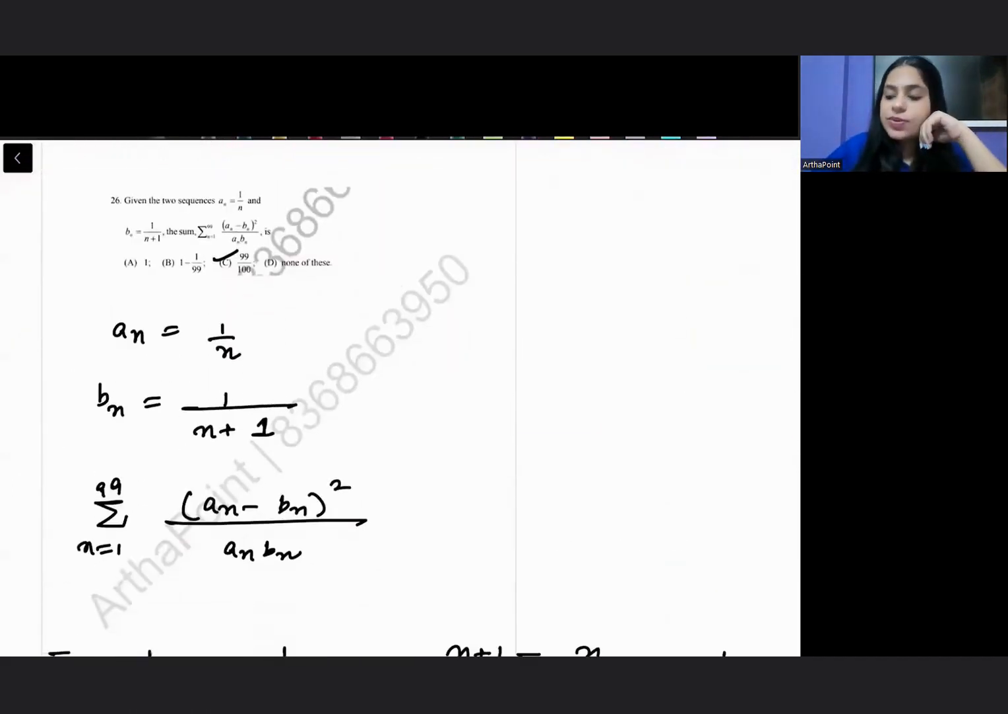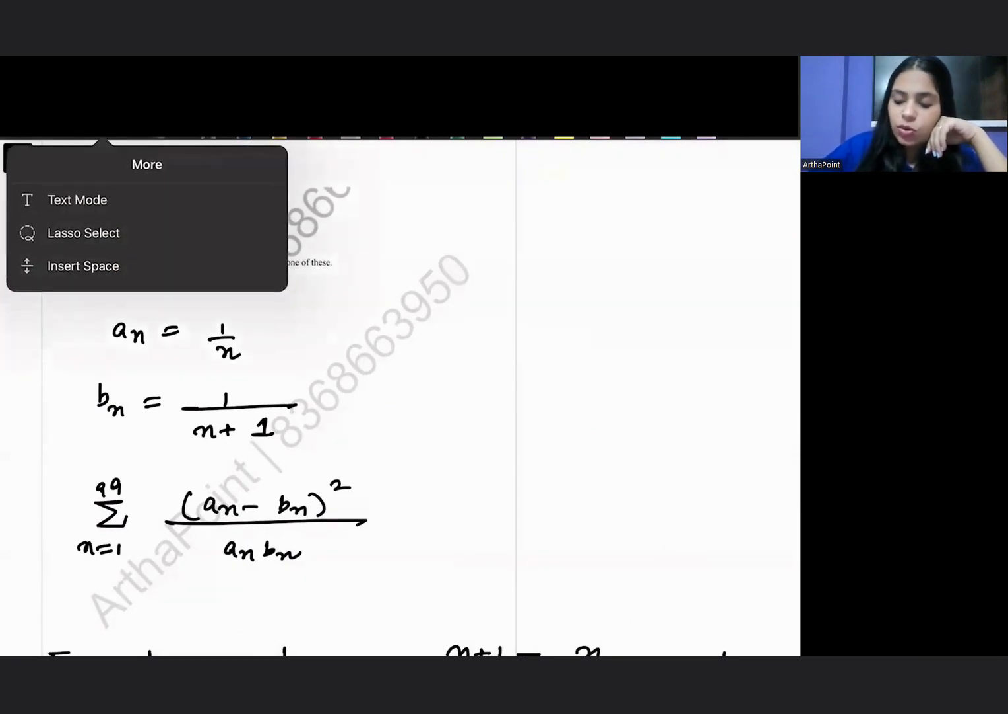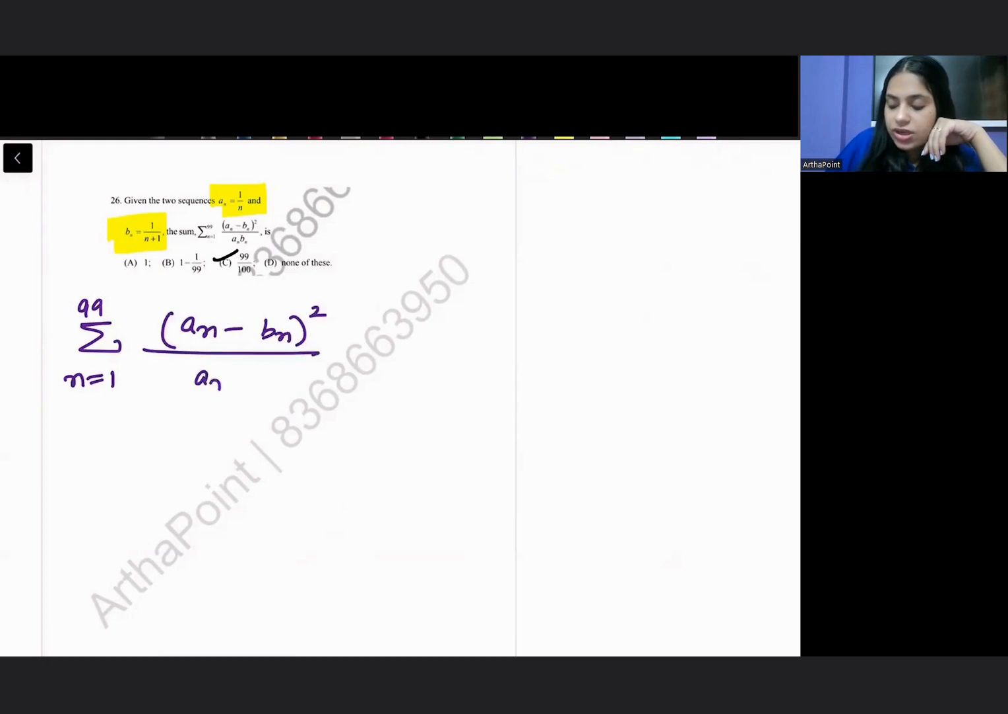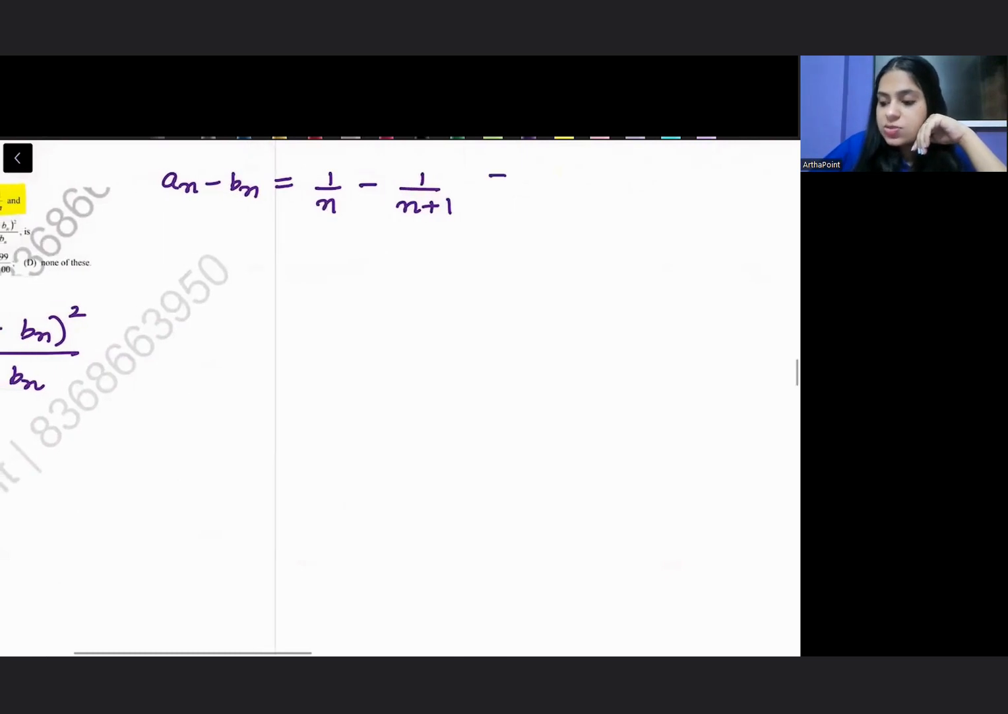This says you are given a sequence an is equal to 1 by n. Okay, and this says bn is 1 upon n plus 1, and you want to evaluate this. So try to understand, what do I want to evaluate? I want to evaluate the sum from 1 to 99, an minus bn whole square upon an into bn. So if I were to find out an minus bn, an is 1 by n, bn is 1 upon n plus 1. So this will give me n plus 1 minus n upon n into n plus 1.